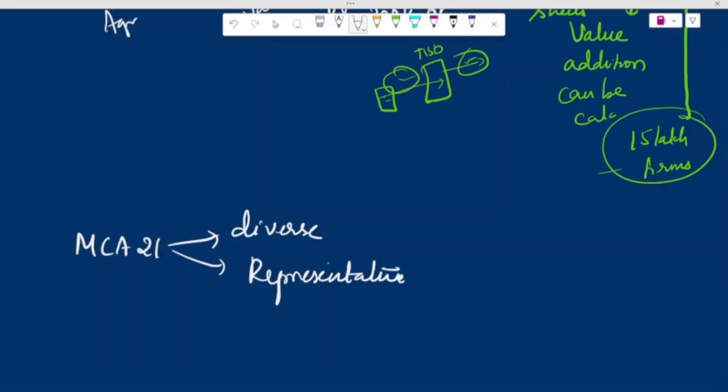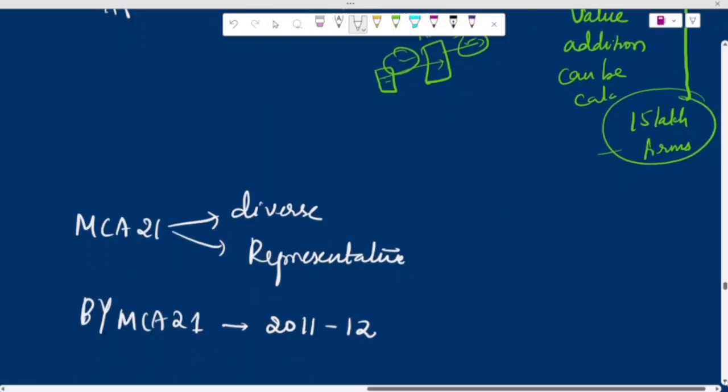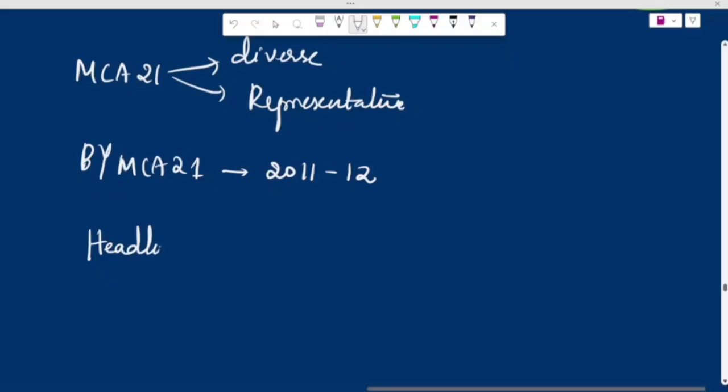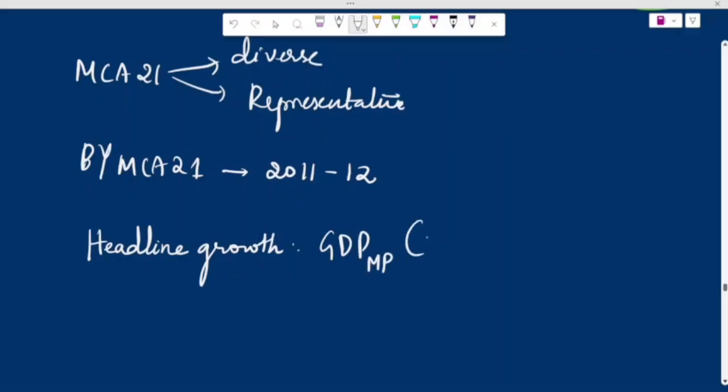The base year for MCA-21 was 2011 to 12. Before it was 2004 to 2005, and it was very ancient, right? So we'll be seeing headline growth, and we'll be seeing core growth. I mean core inflation, headline inflation, they'll be speaking. So headline growth is nothing but GDP at market price. That is nothing but GDP at constant prices.